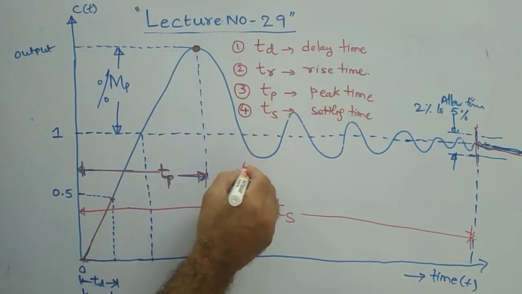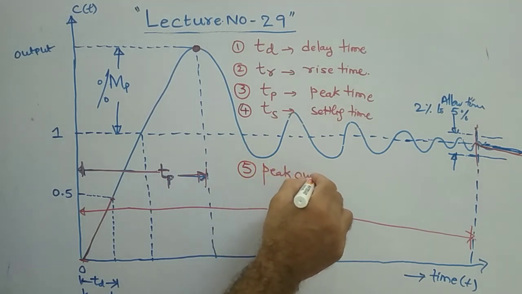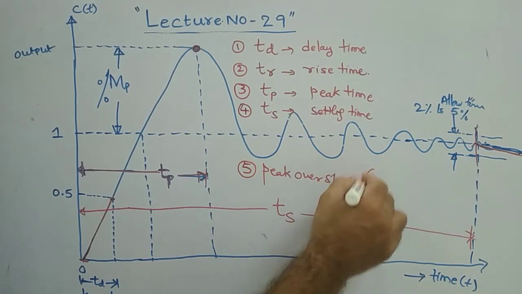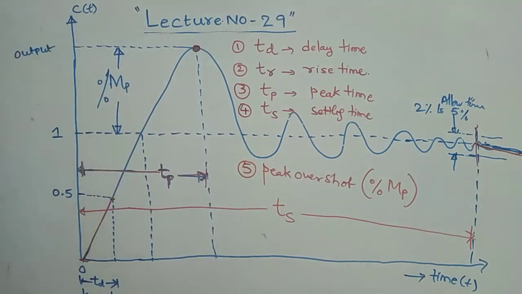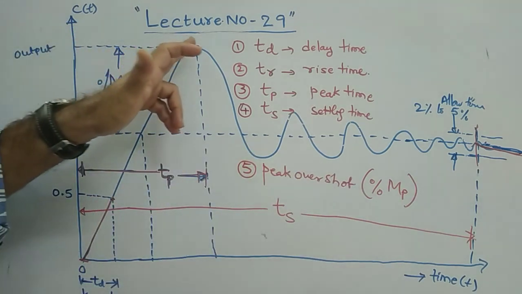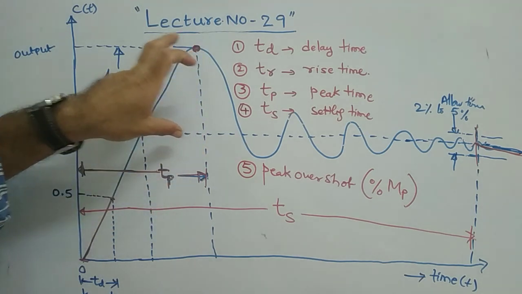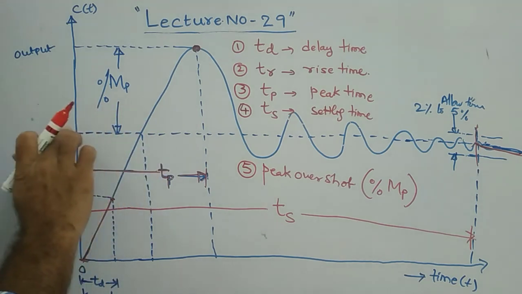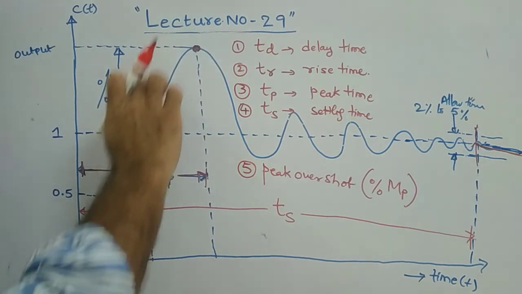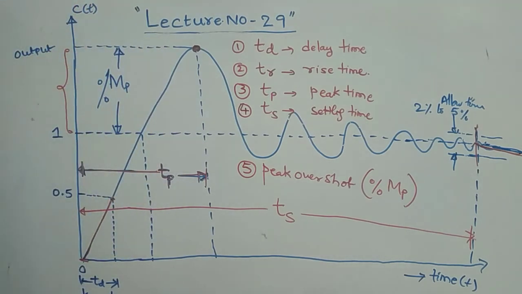And the fifth parameter is called peak overshoot, MP, percentage MP. That is the difference between the peak value of the response and the final value 1. The difference of the 100% value to the peak value of the response is called the peak overshoot. Okay, peak overshoot.